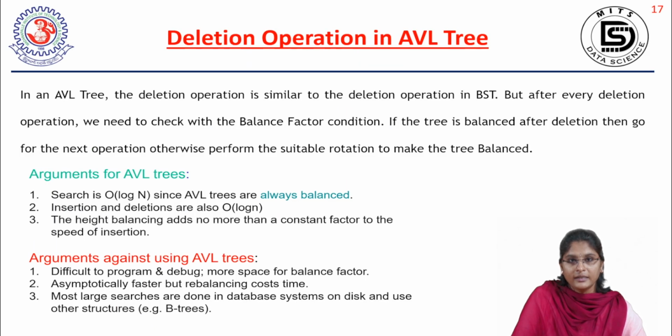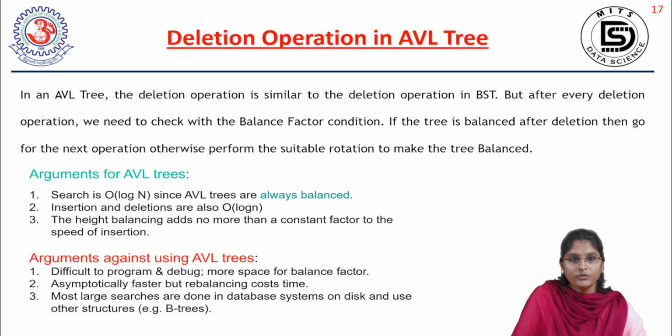And next, deletion. We already know how to delete. In AVL trees, the deletion operation is similar to deletion in a binary search tree. But after every deletion operation, we need to check whether the balance factor is satisfied or not. If the balance factor is satisfied after deletion, then go for the next operation. Otherwise, perform suitable rotations to make the tree balanced.